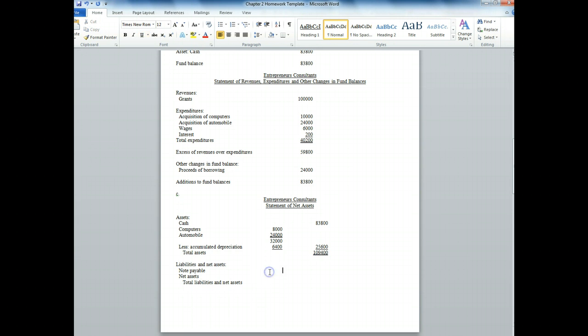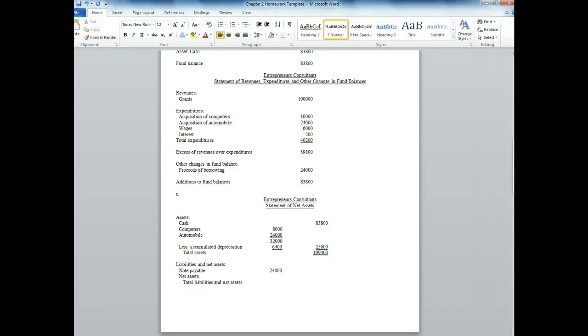Now, we took out a loan at that bank, didn't we? Now, remember in our fund statement, we showed proceeds from borrowing. But now we have to do this full accrual. We have to treat that different, don't we? In this full accrual, what do we show the note payable? $24,000? Yep. We didn't pay down any principal. Remember, we just paid some interest.